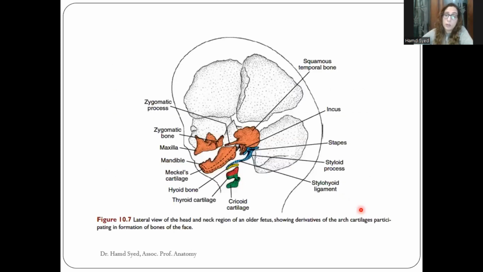This is a very good color-coded diagram from Langman's, and this is showing us the parts of the bone which are represented. The facial bones in orange are those parts which are derived from the first pharyngeal arch. So you've got the maxilla and the zygomatic, the squamous temporal, and the mandible bones. And those in blue, that is the stapes and styloid process, are the bones derived from the second pharyngeal arch. You can see that the incus and the malleus are derived from the first pharyngeal arch.